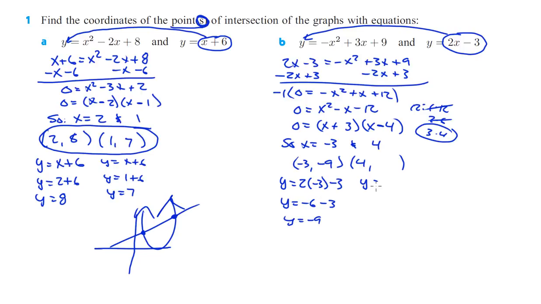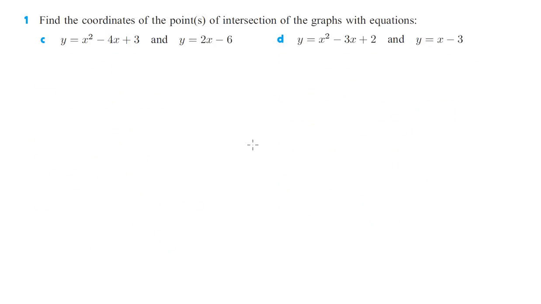And the other one's going to be y equals 2 times 4 minus 3. So that's going to be 8 minus 3, so that y value is going to be 5. Okay, so then there's our two intersection points. Okay? Next one. Number 1, find the coordinates of the points of intersections of these graphs. So now we're doing C and D here.